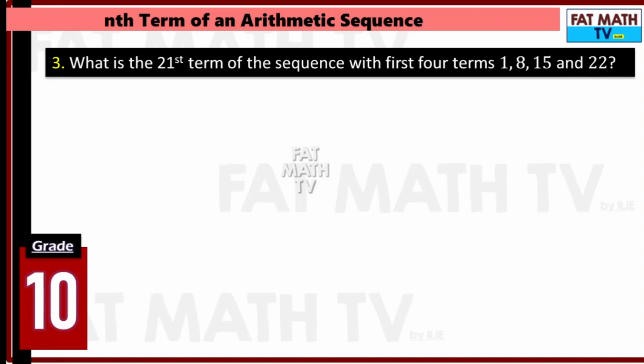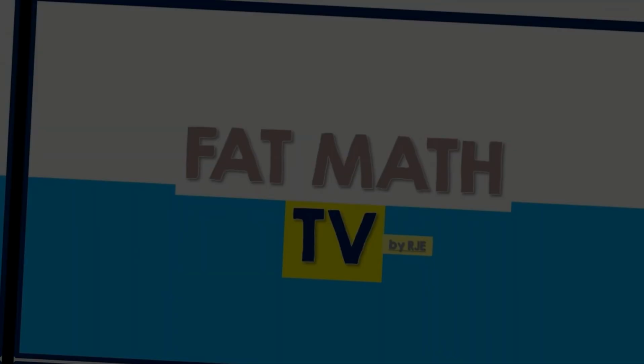What is the 21st term of the sequence with first four terms 1, 8, 15, 22?